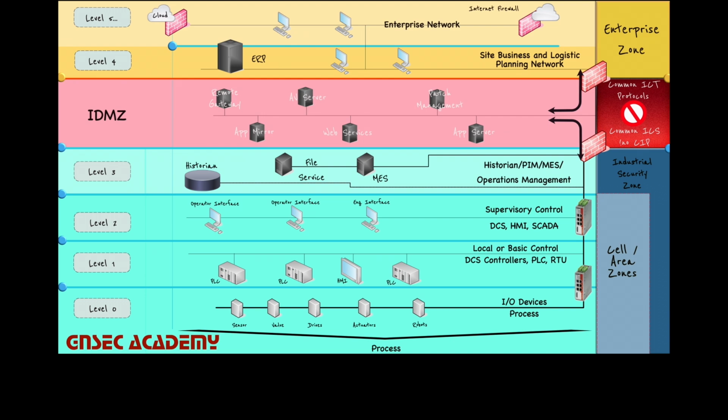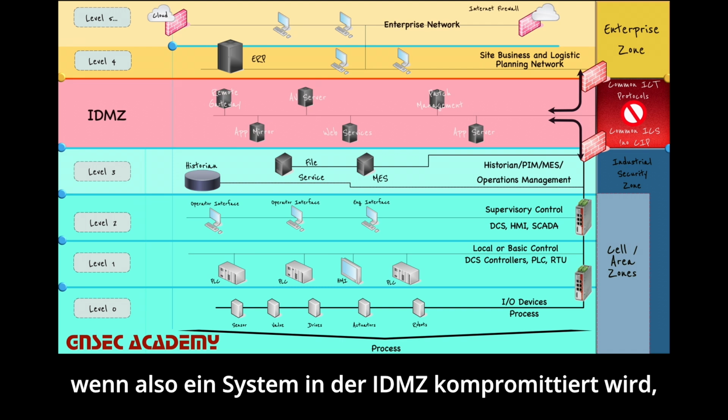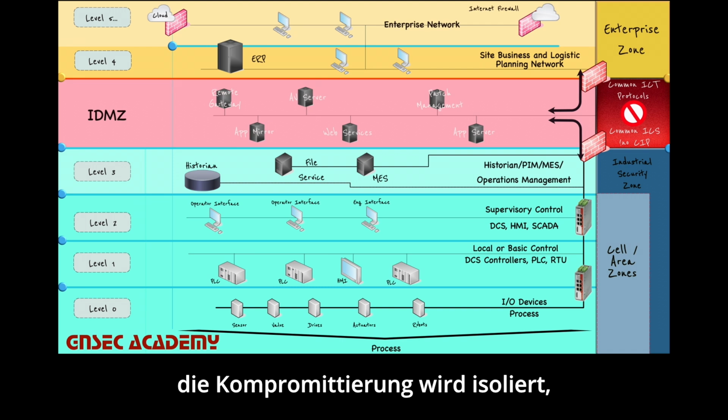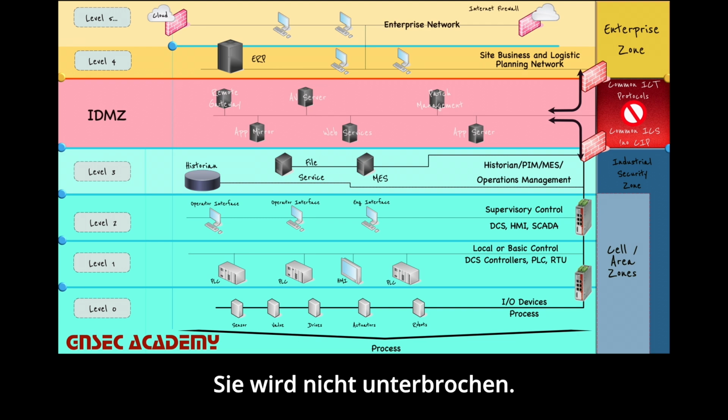If something were to compromise the system at some point in the IDMZ, the IDMZ could be shut down, the compromise could be contained, and production could continue. So systems typically found in this IDMZ or industrial demilitarized zone include web proxy servers, database replication servers, domain controllers, and so on. Let's have a look on some basic rules regarding IDMZ.